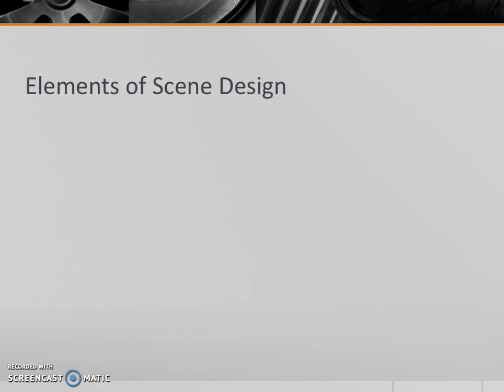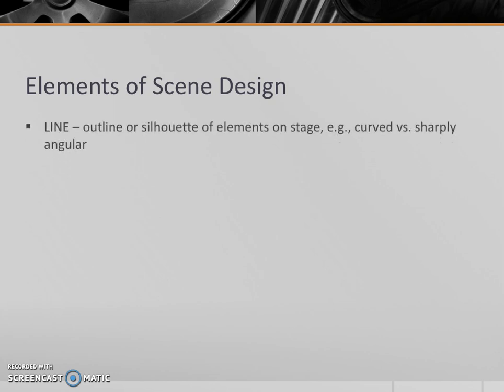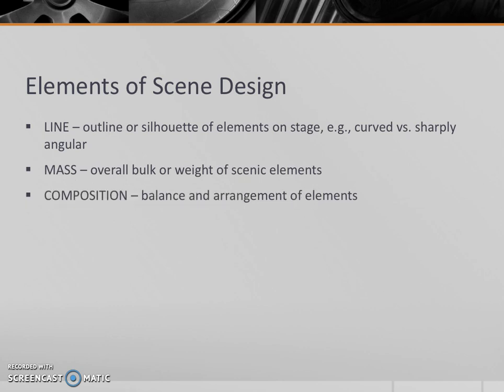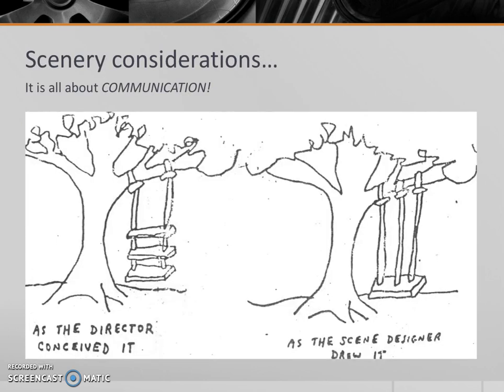The scene designer works with the elements of line, which is the outline or silhouette of elements on stage, curved or sharply angular; mass, the overall bulk or weight of scenic elements; composition, the balance and arrangement of elements; texture, the feel of surfaces and fabrics; and color, including shadings and contrasts.